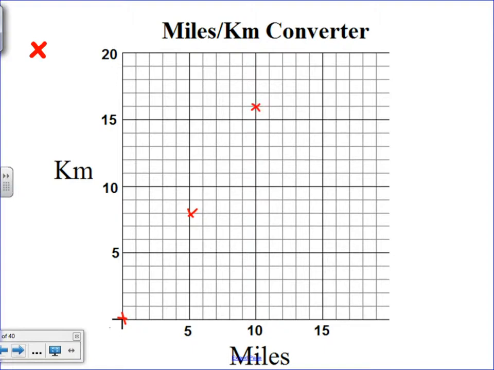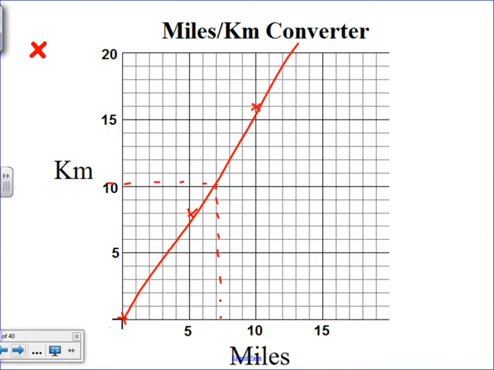Lo and behold, I join my crosses and it's the perfect straight line. Okay? So what that allows me to do now is I can go to this graph when I get off the running machine having run 7 miles, and say how many kilometres did I do? Okay, so I go 7 miles, lo and behold it's just over 10 clicks.